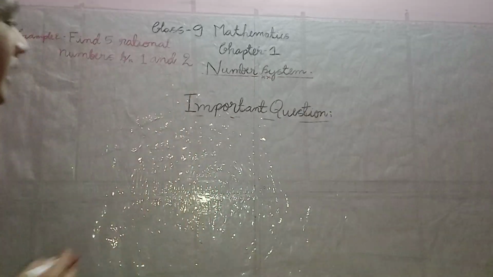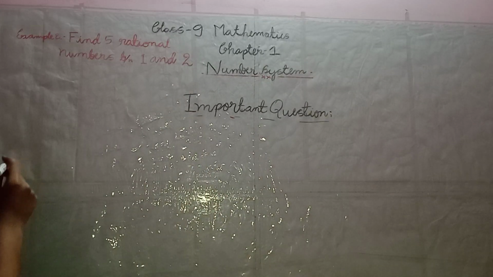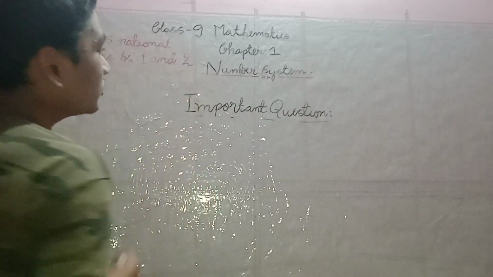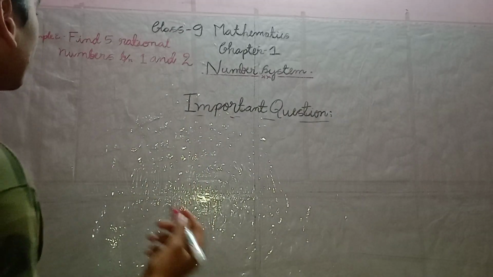The first question is example 2. It is very important in this lesson, which will be carried to our next. The question is find 5 rational numbers between 1 and 2. So let us check out how to find it. There are basically two methods to find it. Let us look at the first method now.